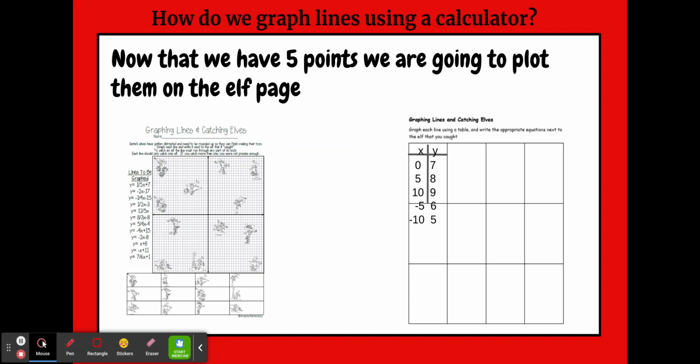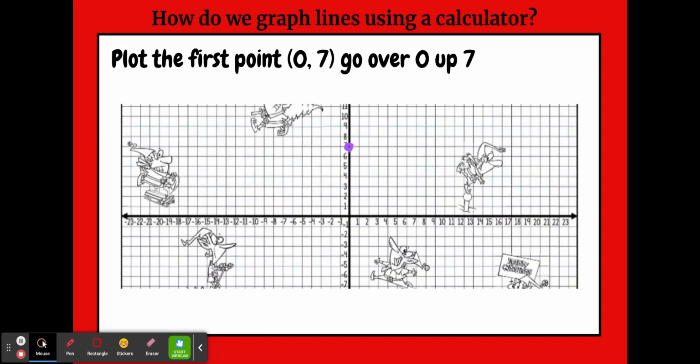Now that we have the 5 points, we're going to plot them on the elf page. And I'm going to zoom in. So the first point we're going to plot is 0, 7. So that means you go over 0, up 7. So I go all the way up there and plot the point.